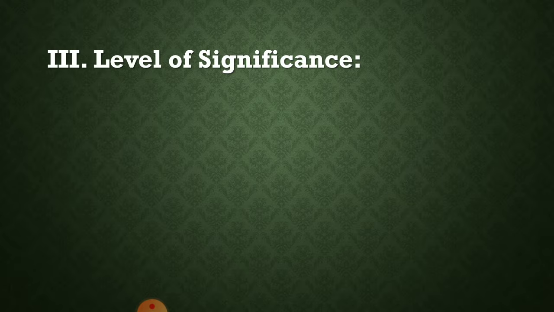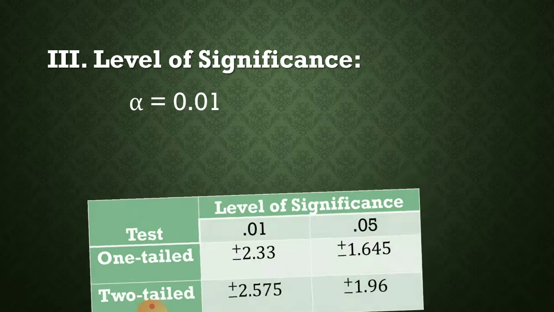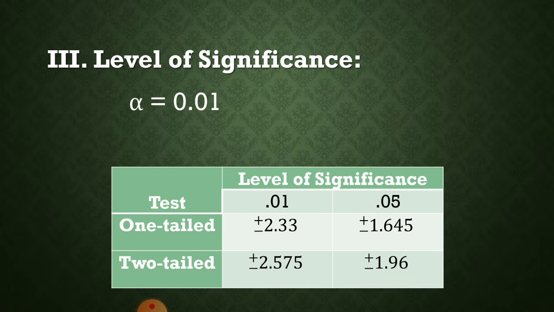Alpha will be the level of significance. So, for our alpha, we'll be using 0.01. For the Z tabular value, we'll be using a level of significance of 0.01 and a two-tailed test. Then get their intersection, that is positive negative 2.575.